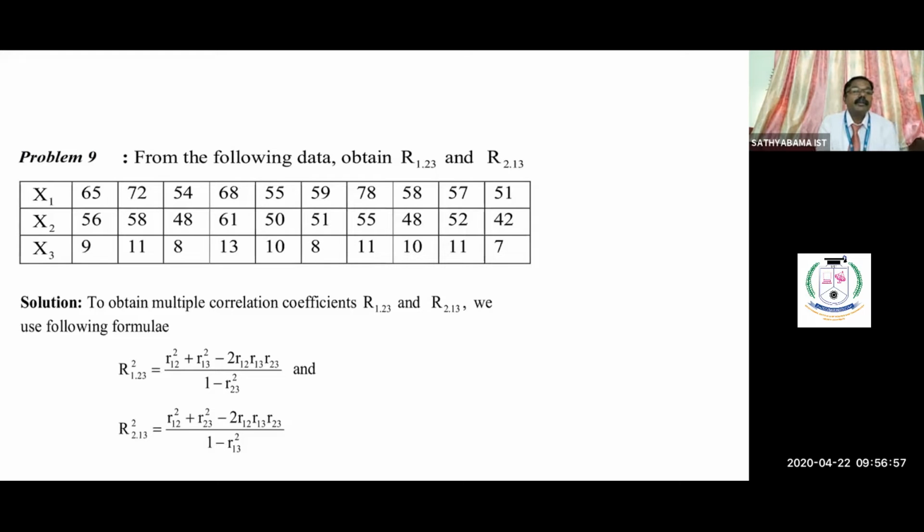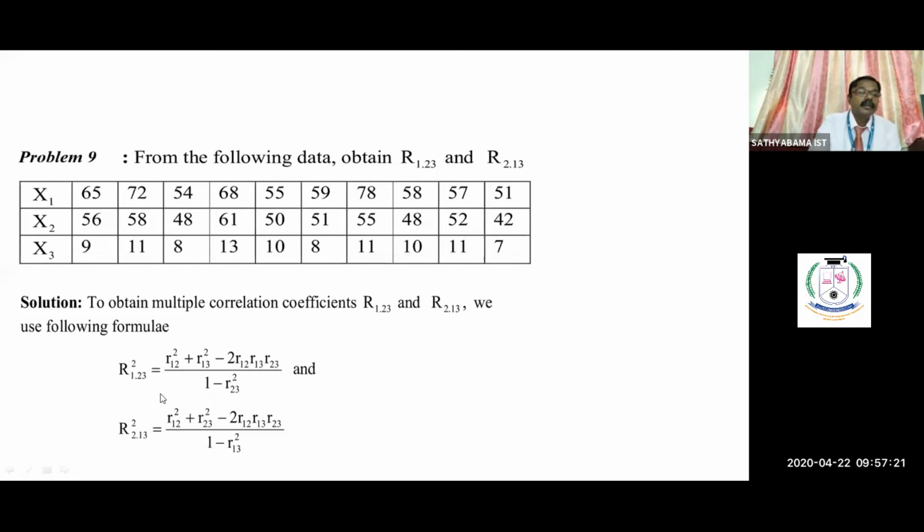We are asked to find from the following data, obtain the multiple correlation r1.23, that is the effect of x2, x3 on x1. Here r2.13 is the effect of x1, x3 on x2. So here the data they have given: x1, x2, x3. You know the formula to find the multiple correlation.